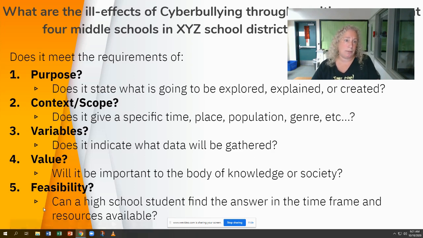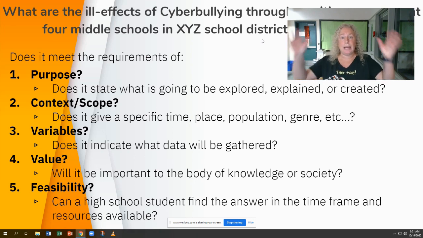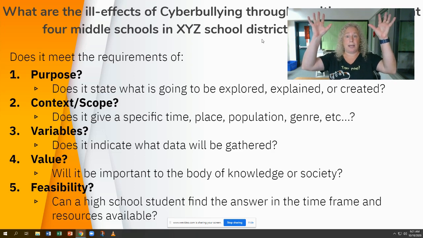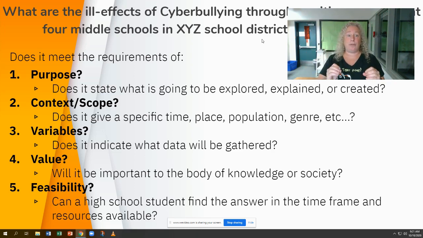We've met all of these parameters in a very specific way through this one question. So that's what we're looking at. We're looking at taking your big idea, your big topic, writing a question for it, and then using these parameters to make that question very specific.